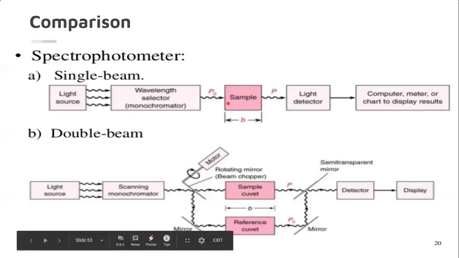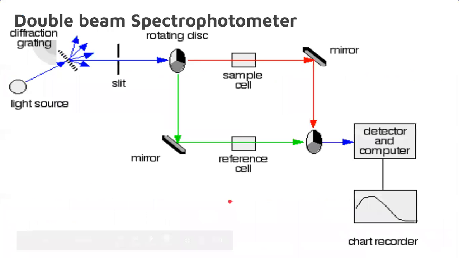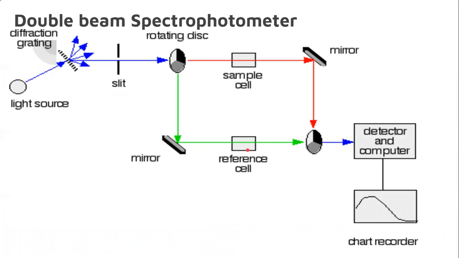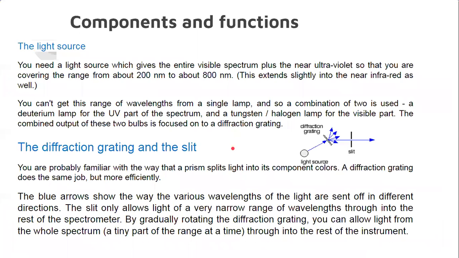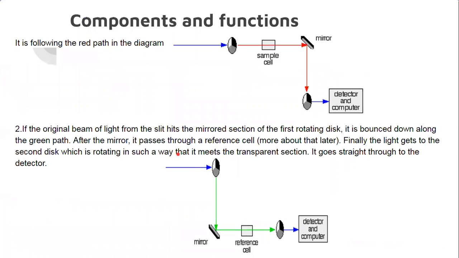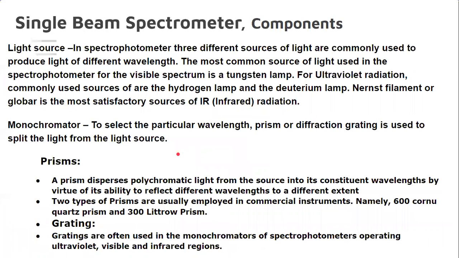In a double beam spectrophotometer, the length of the sample cell as well as the length of the reference cell should always be uniform. That means the cuvette's travel distance, 1 centimeter, should always be constant. Otherwise, what happens according to Beer-Lambert law? Just recall Beer-Lambert law.